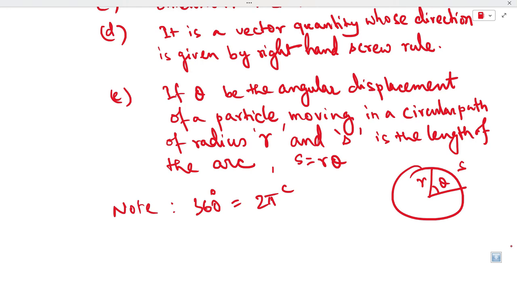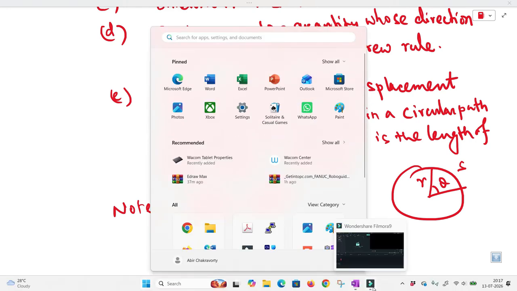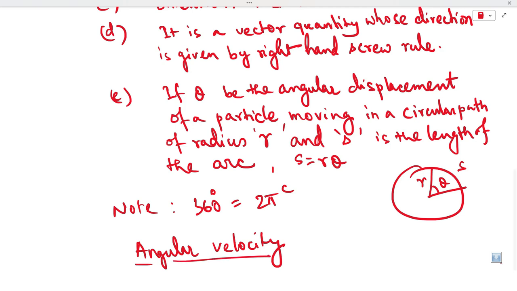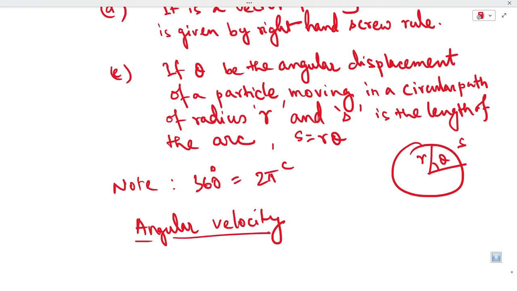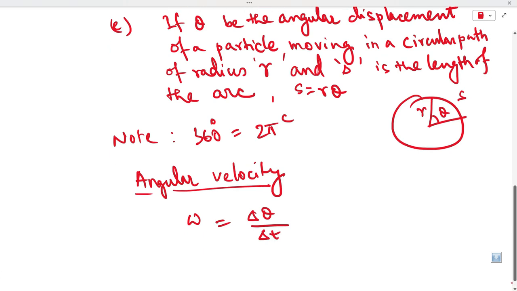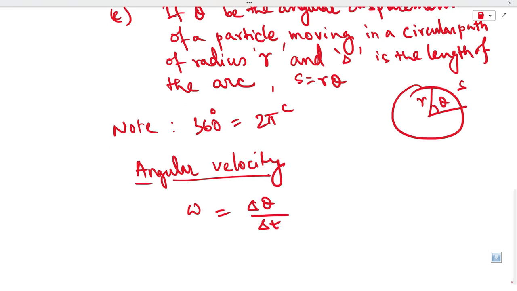Now let us start with angular velocity. How do we know about angular velocity? Let us write this equation. Let omega be the angular velocity. Omega is equal to delta theta by delta t, the angular displacement per unit time.